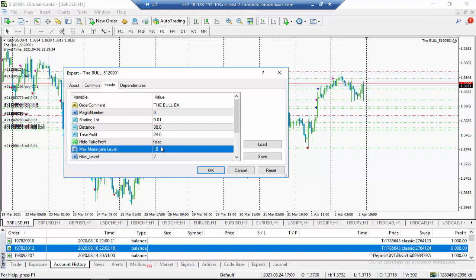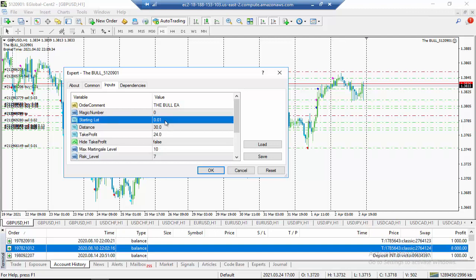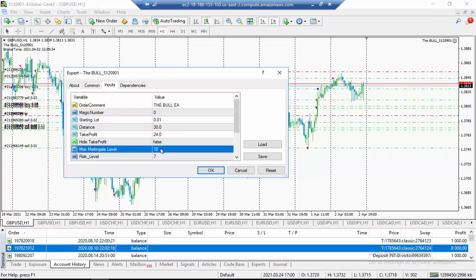So there's a relationship between the starting point and the maximum martingale level. That means you are telling the software that don't expose my account beyond 10 level of the lot size, which is 0.89.